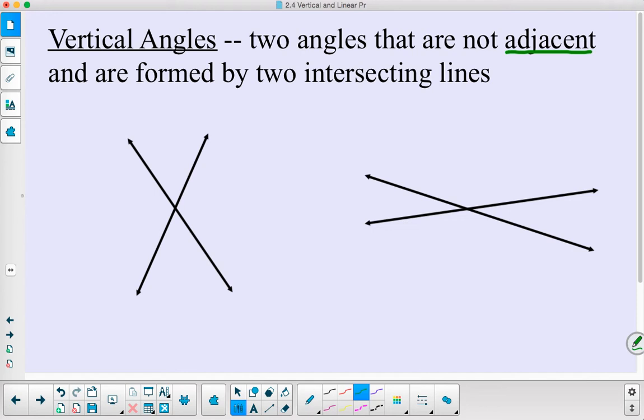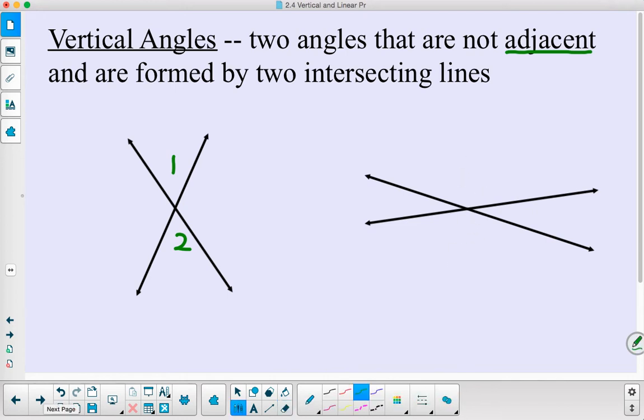So on the first diagram, angle 1 and angle 2 would be an example of vertical angles. Not vertical because one is on top, one is on bottom, but vertical because they are across from each other, they're not adjacent, and they're formed by the two intersecting lines, the same two lines. Second diagram, I could put a 1 and a 2 on that diagram. Those are vertical. If I go back to that same diagram, these two are vertical. So you do have more than one pair of vertical angles.